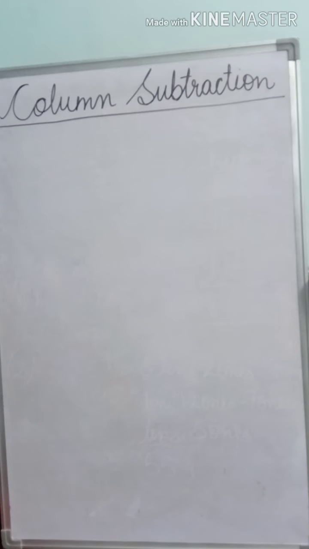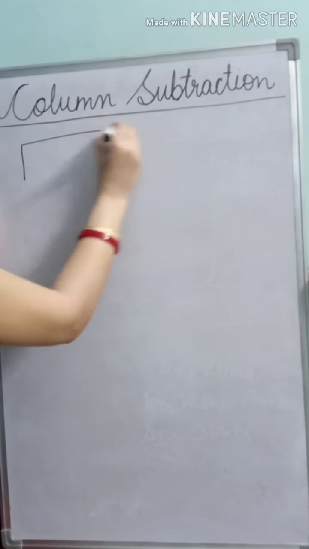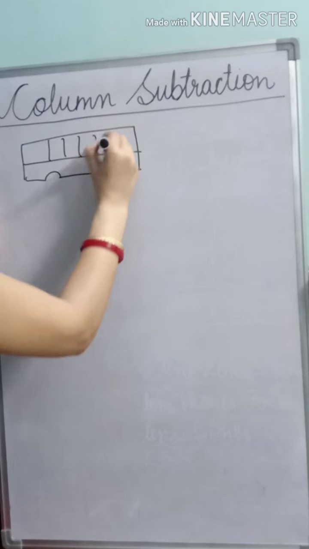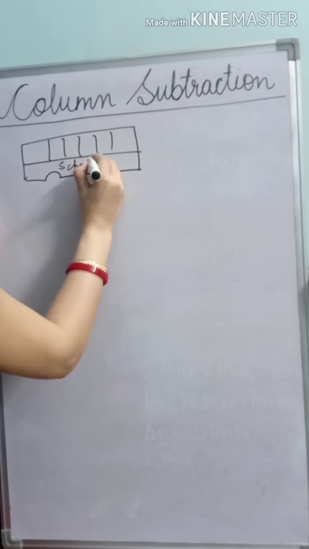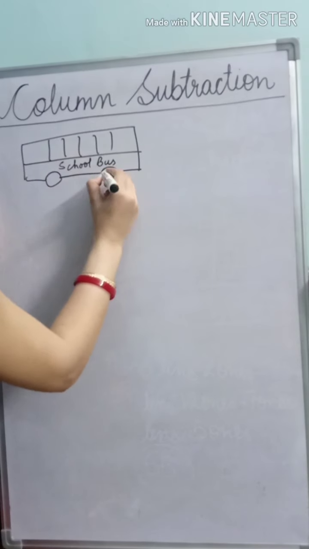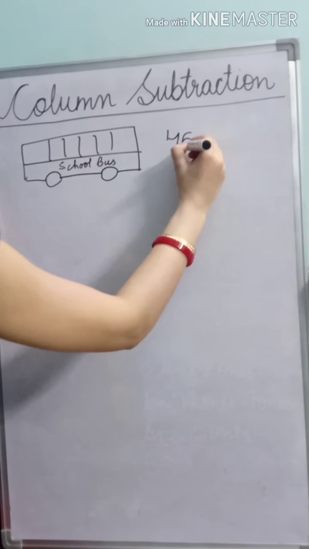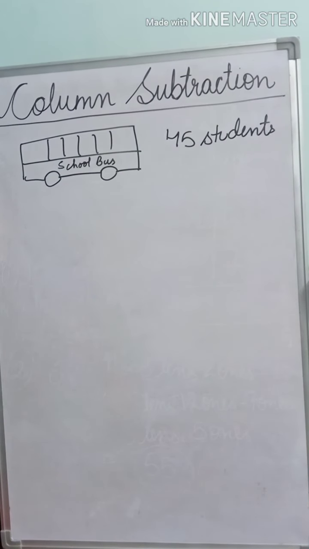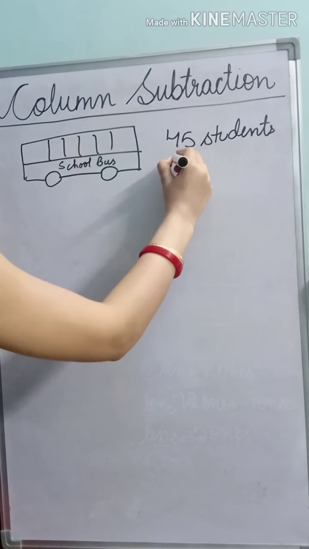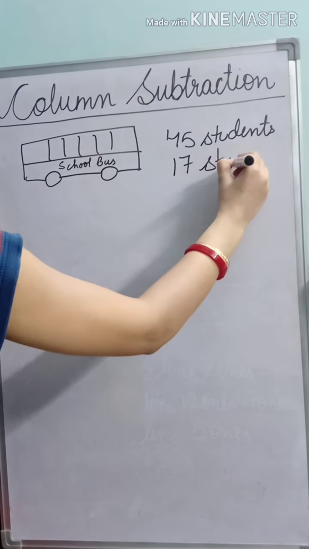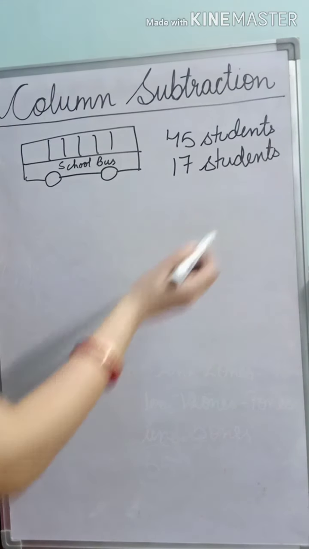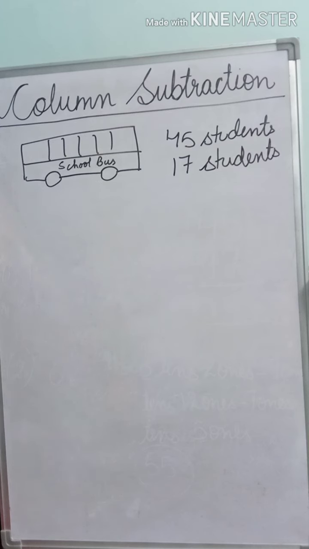In this problem, there are 45 students sitting in a school bus. So, here is a school bus. 45 students are sitting in this bus. 17 students got off at the first bus stop. Total students were 45, but 17 students got off at the first bus stop. Now, how many students were left in the bus?